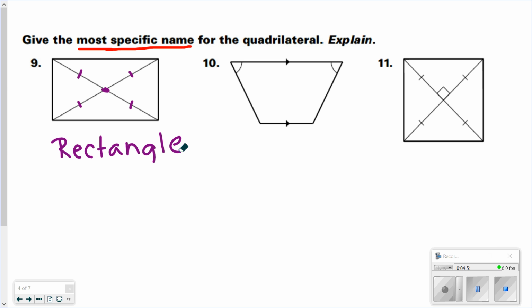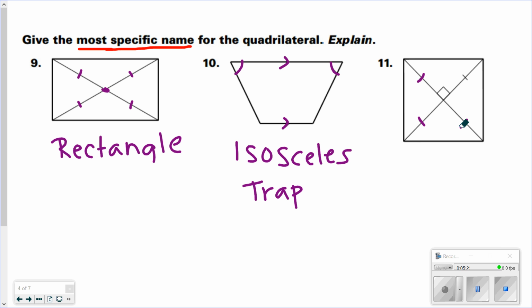All right, so number 10, what is the most specific name here? Well, if I look at this diagram, I see parallel lines. I also see that these base angles are congruent. So the most specific name here would be an isosceles trapezoid. And the last one, number 11 here, once again, I notice that my diagonals bisect and are congruent. I also notice that my diagonals are perpendicular. They create a 90-degree angle, meaning that this is a square.